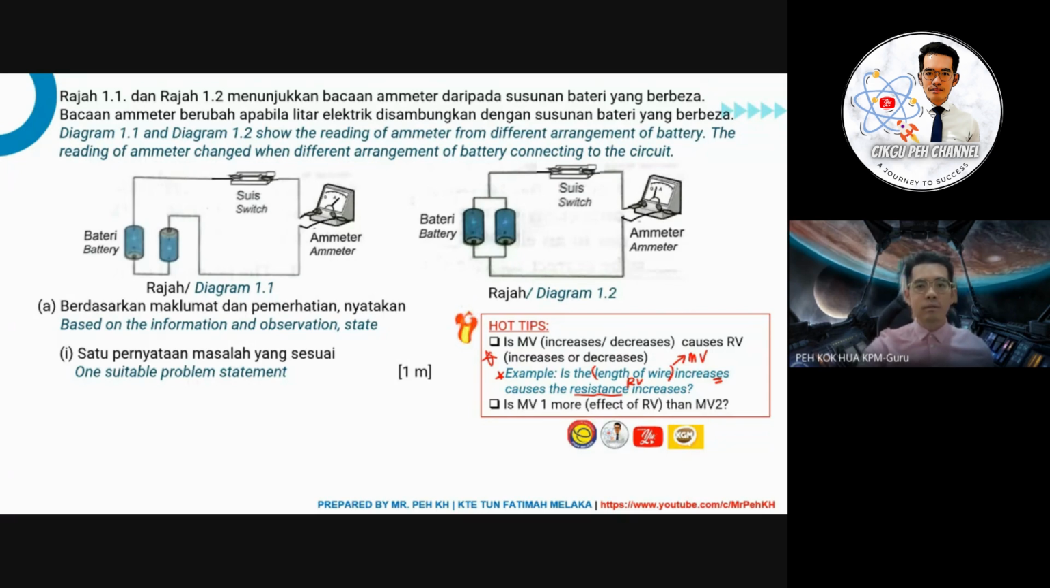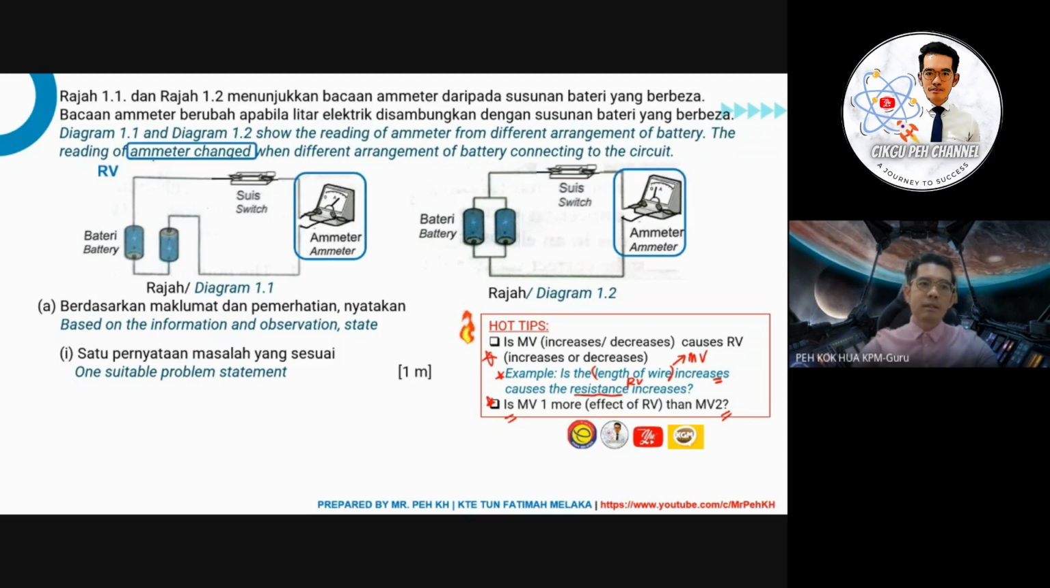But this question is considered a non-hypothesis experiment. Normally for this type of experiment, there will be 2 MVs and you need to do a comparison. The answer has to be given like this: is MV1 more effective on the RV than MV2? Your answer must come with a question mark. So from this experiment, we need to identify the MV and RV.